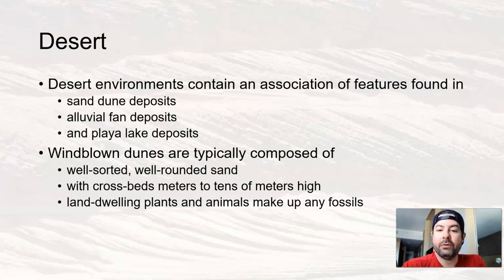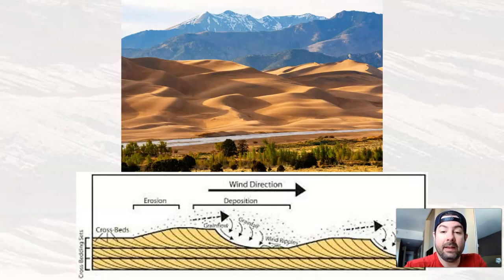These wind-blown dunes are typically composed of well-sorted, same size, well-rounded sand. All these little particles of sediment get blown together, so they round off. We can get some cross-bedding, which we saw previously. And we might also have plant fossils and animals, as in animal tracks, oftentimes in these types of rocks as we're trying to analyze them.